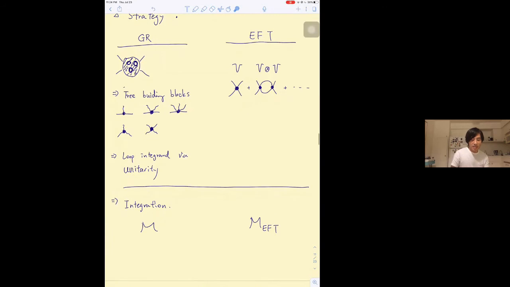And next, we want to do the integration. We use the same algorithm on both sides, which gives us the amplitude in full GR and in the EFT. In the EFT, the result will depend on the unknown potential, which is a function of phi. When we relate this to the amplitude, we can extract the corresponding potential. So that's the general strategy that I want to follow here.